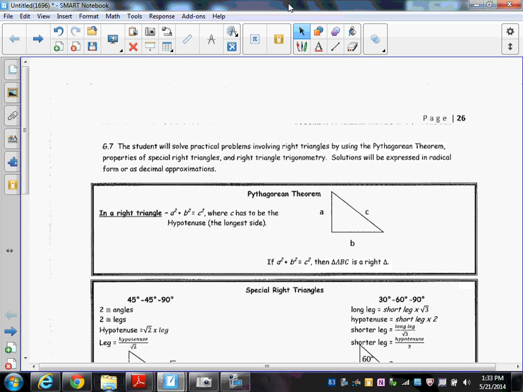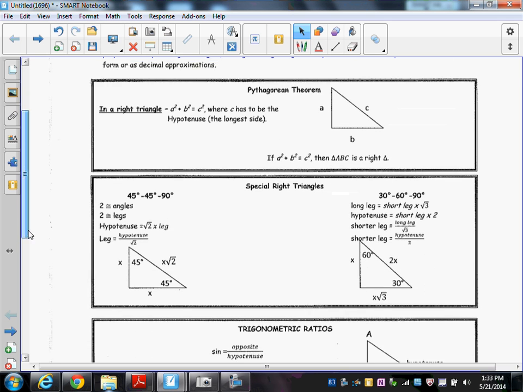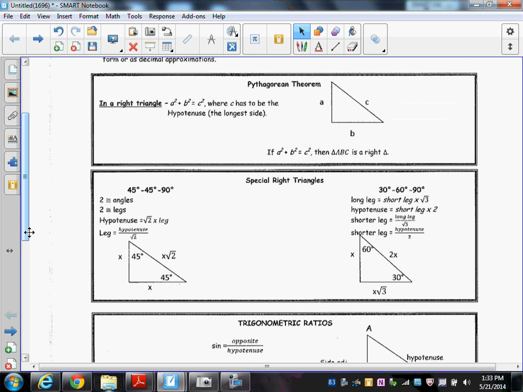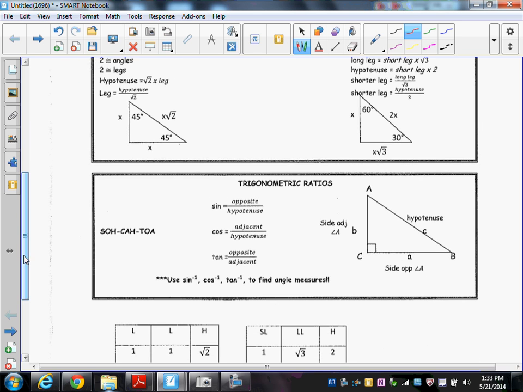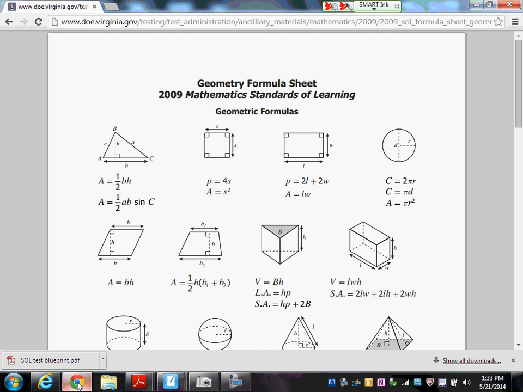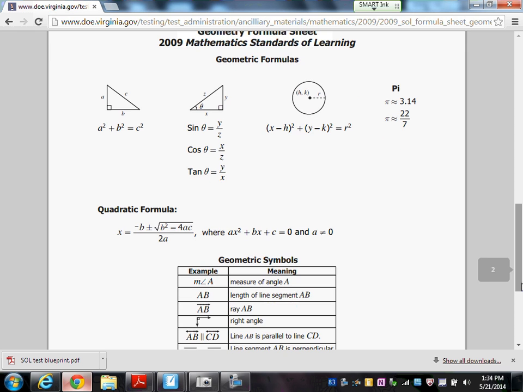This video is going to cover pages 26 through 27, which has to do all with right triangles. The two things that you absolutely need to know for right triangles are the Pythagorean theorem and SOHCAHTOA. So if you look on your formula sheet, the front page looks like this with all the formulas of the shapes. But if you go to the second page, the back side, you will see that there is a section dedicated all to right triangles.